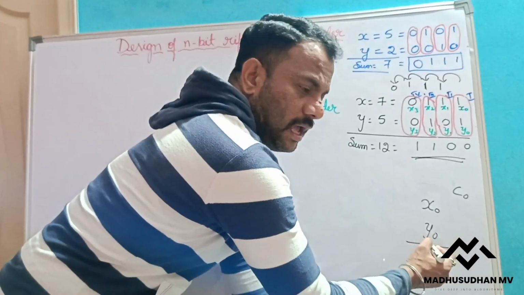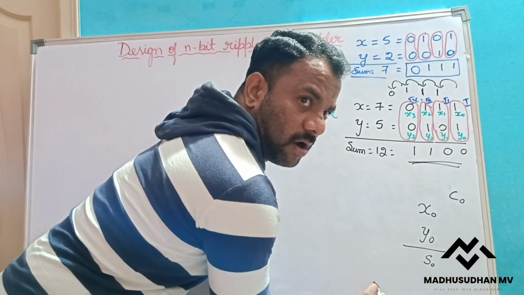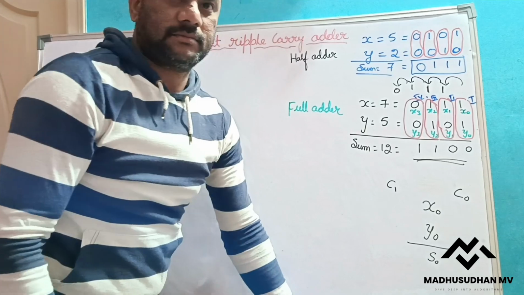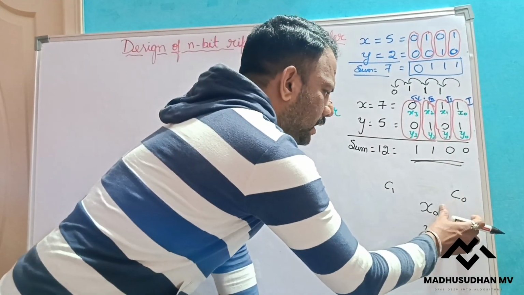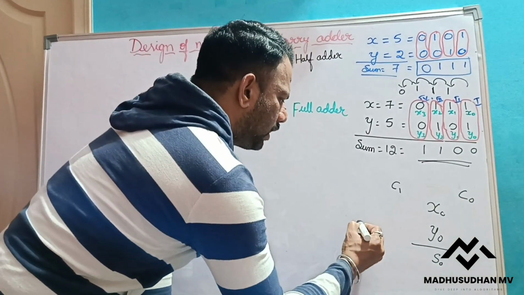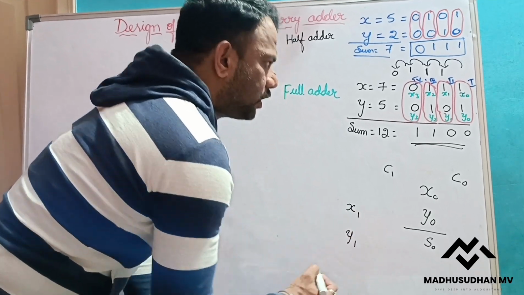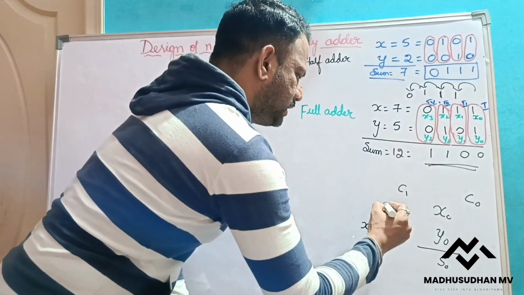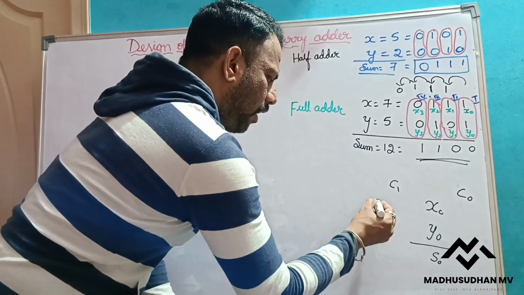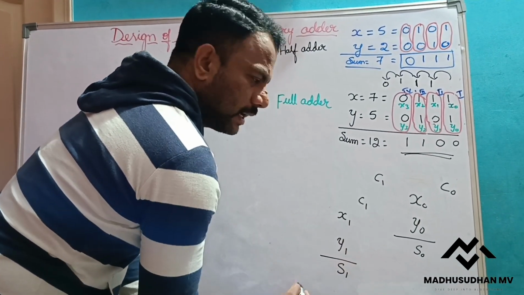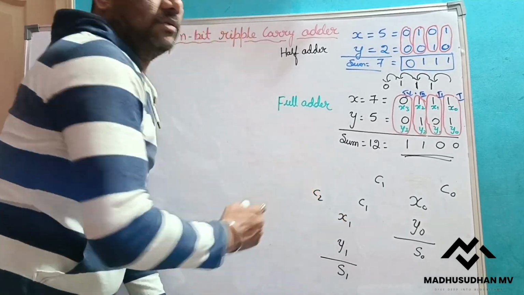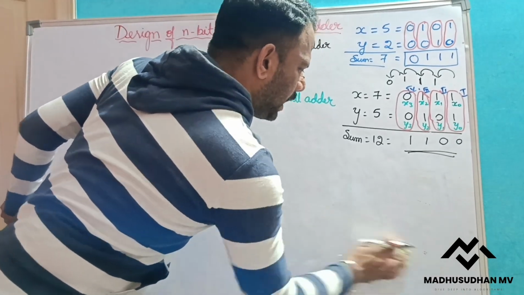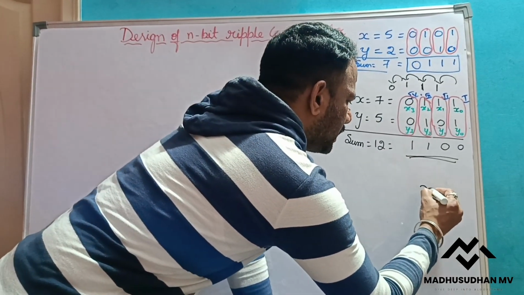After adding these 3, I will get a sum bit S0, and it produces a carry to the next stage, that is C1. Similarly, I need to add X1 and Y1. When I add X1 and Y1, this is the carry generated in the previous stage, C1. After adding these, I get S1, and it produces a carry to the next stage, C2.